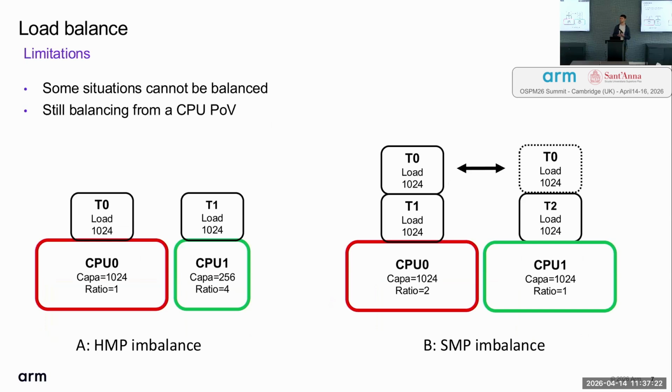There are some situations that cannot be balanced by the load balancer right now. So the first situation is what I showed in the first slide. You have only one task on each CPU on HMP. The task which runs on the little CPU receives a lower throughput. It's unfair, but right now we don't balance this kind of scenario for multiple reasons.